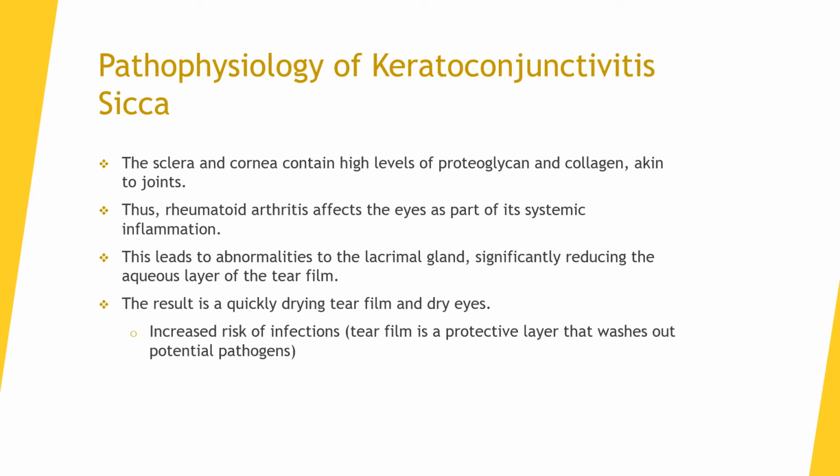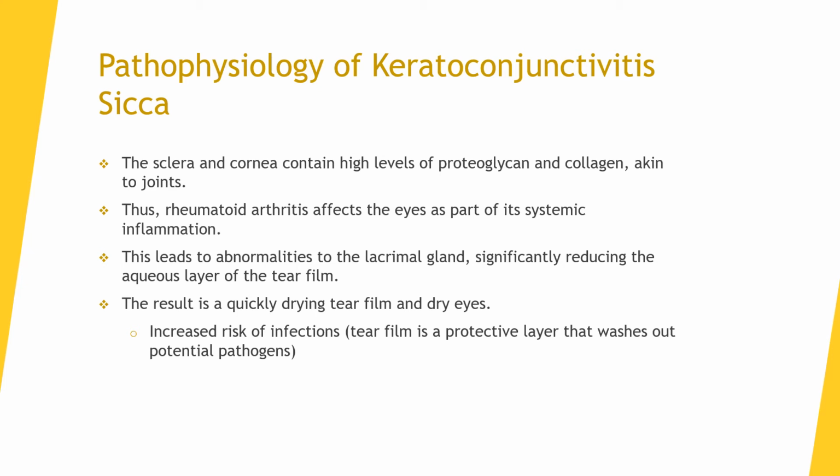So why would rheumatoid arthritis target the eye as well? Well, it all has to do with the ingredients that the organs are made of. The sclera and the cornea contain high levels of these connective tissues known as proteoglycan and collagen. These molecules are also found in high amounts in joints. Therefore, rheumatoid arthritis also has a higher chance of affecting the eyes as compared to other organs in the body.